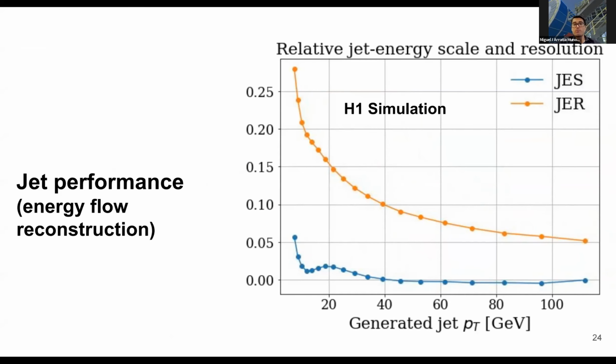Here, I'm showing you briefly the jet performance. This is the jet energy scale and jet energy resolution that you get with the H1 detector. These jets were reconstructed using the energy flow algorithm. In orange, you see the jet energy resolution. Just to give you some sense, at 40 GeV, that energy resolution is 10%, and then it gets better with increasing energy.